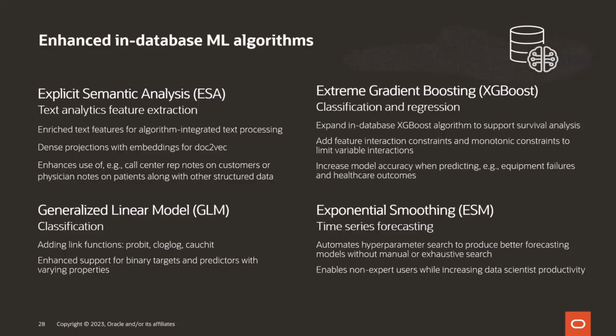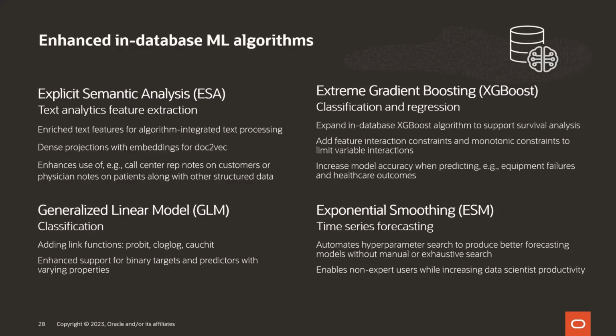One is for explicit semantic analysis, which supports text analytics feature extraction. ESA will support integrated text mining for in-database algorithms, meaning that the more powerful ESA algorithm will perform the feature extraction to complement other structured data in the table before building models. ESA will also support doc-to-vec dense projections with embeddings, and this is geared towards enhancing the use of structured data with unstructured data, such as call center rep notes on customers or physician notes on patients.